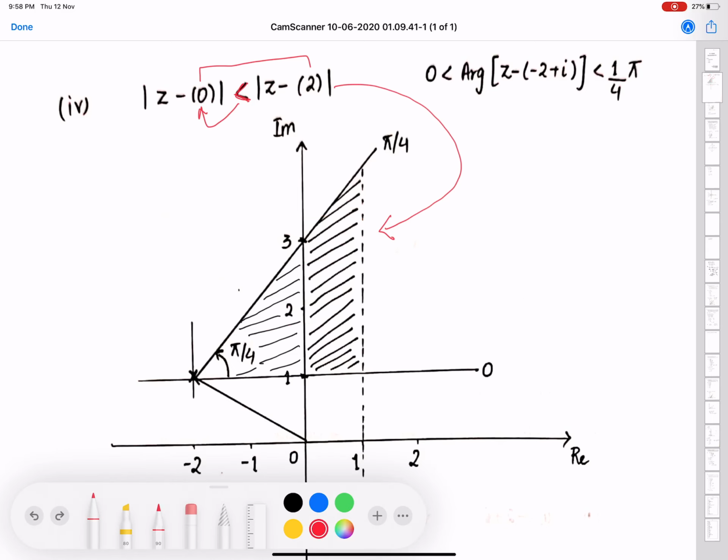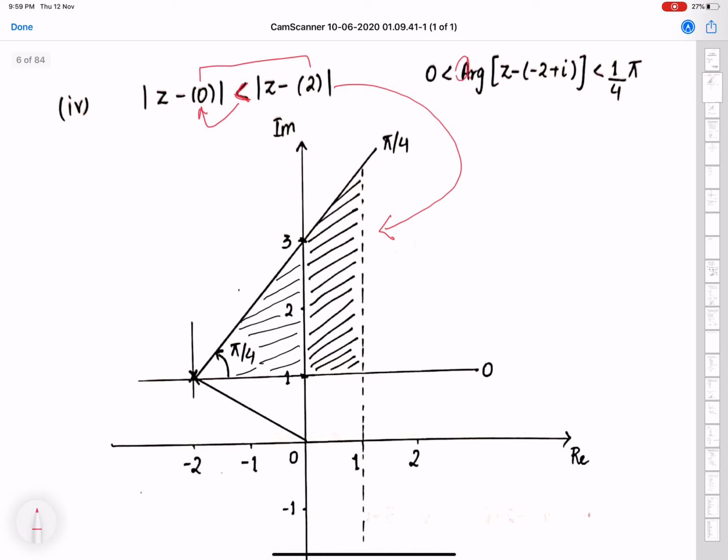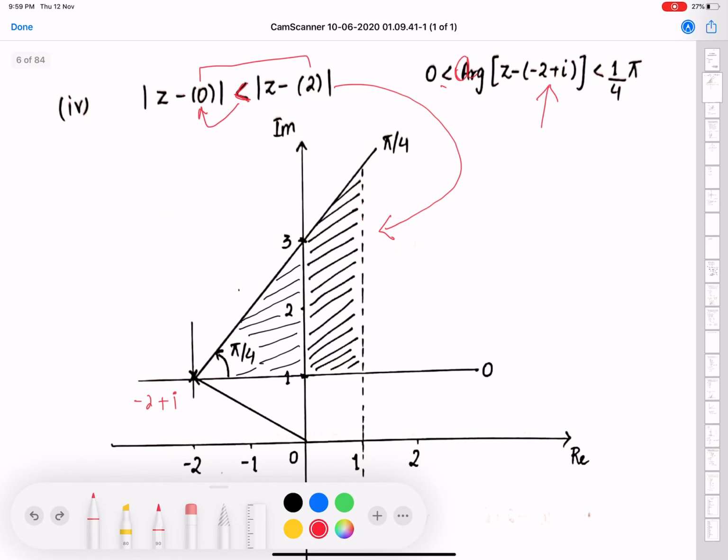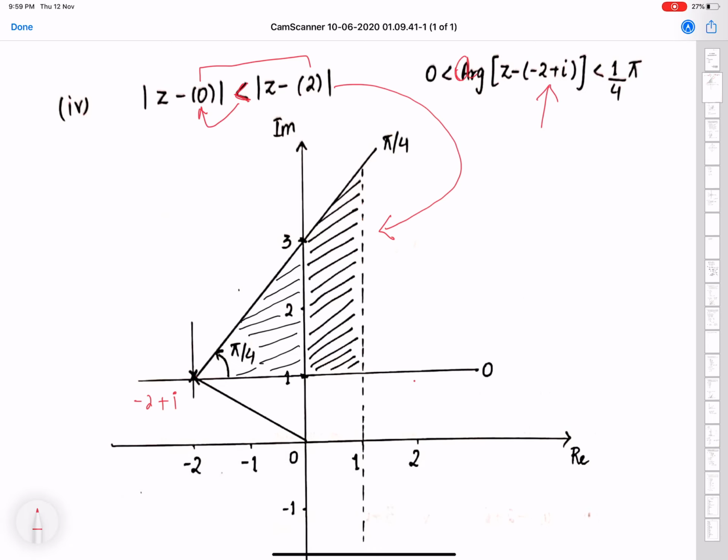Well, you have to draw the line of argument from minus 2 plus i. This is minus 2 plus i. And since there are no equal signs here, therefore this line should be broken. This line should be broken.